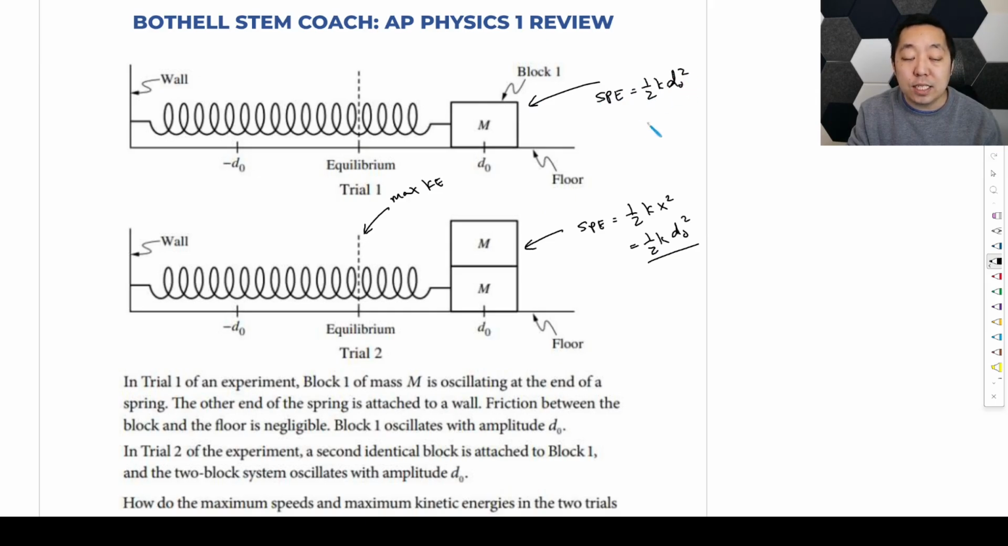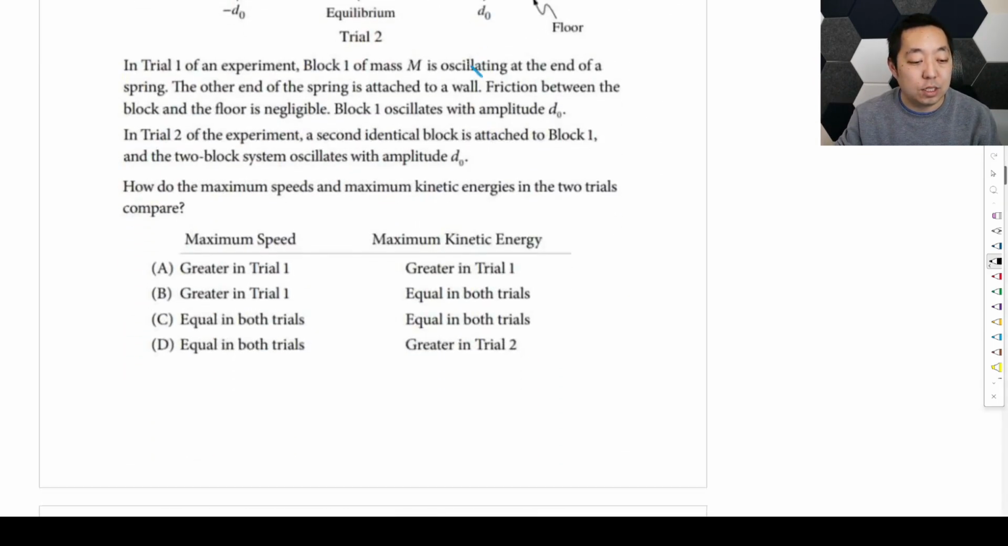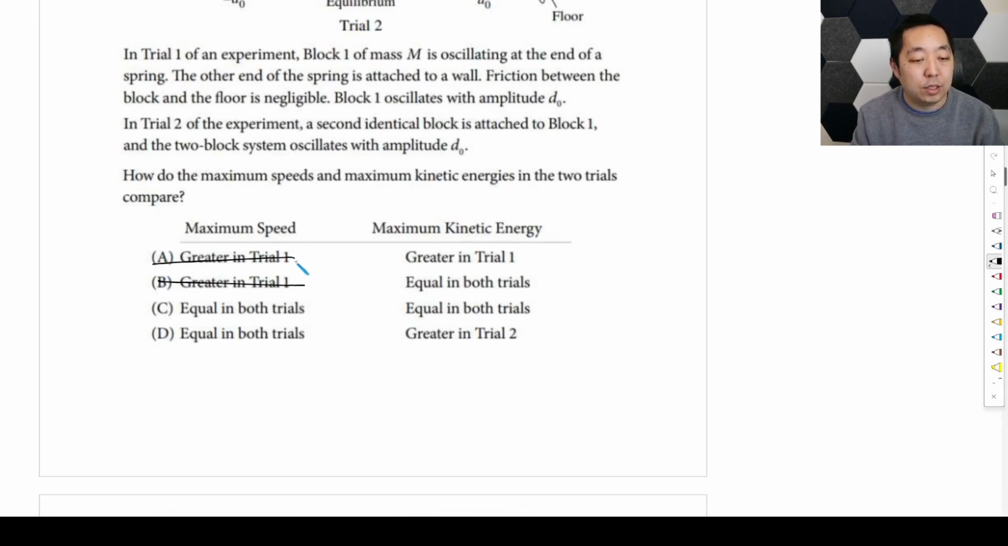Once we release it, the spring potential energy here is zero. It all gets converted to kinetic energy. So the kinetic energy is going to be 1/2 k d0 squared here, and here it's also going to be 1/2 k d0 squared, because they have the same spring potential energy, which is the maximum energy. Remember, the total energy is conserved for the block and spring system. So they're actually going to have the same maximum kinetic energy. It is going to be the same in both trials.